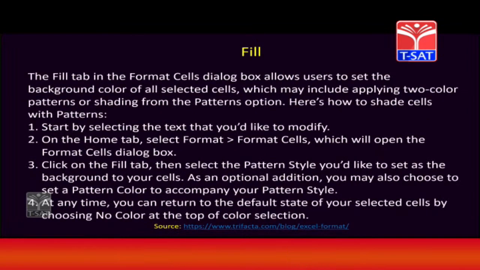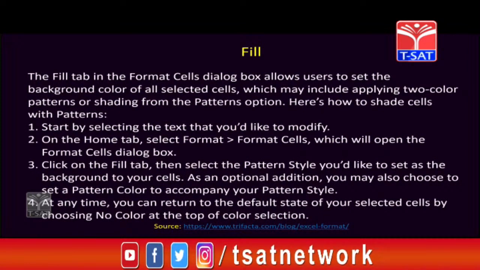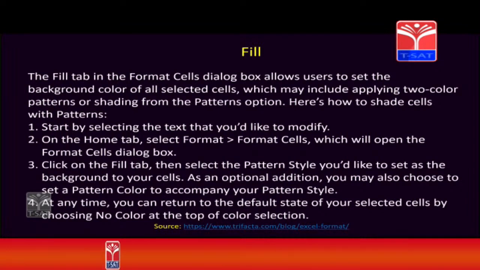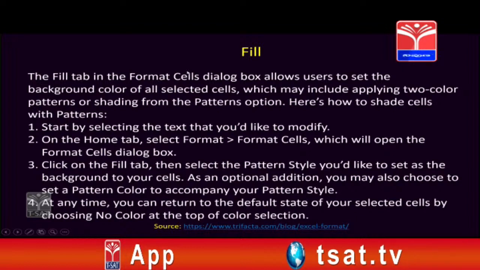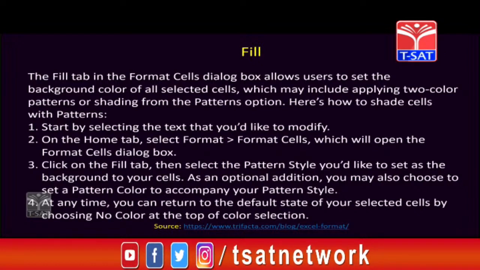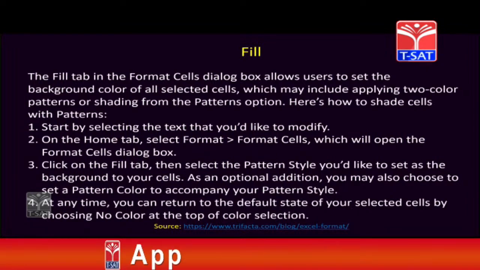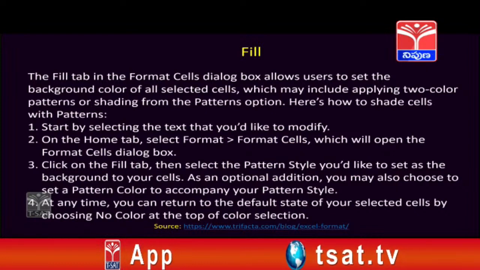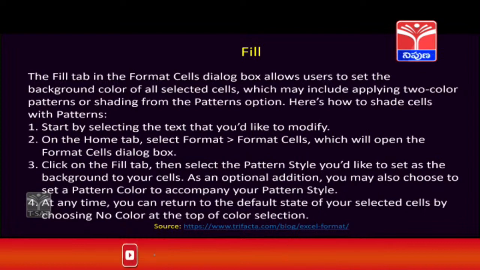The next alignment option, or basically alignment style, that has been provided to us inside the alignment tab is fill. The Fill tab in the Format Cells dialog box allows us to set the background color of all selected cells, and it might include applying two color patterns or different types of shading available in the patterns option. So, how do we go ahead and do that?